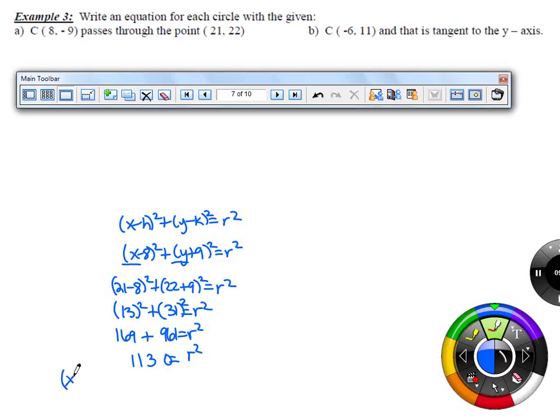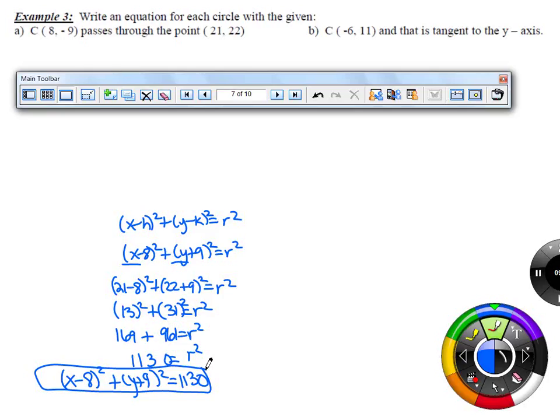I mean, it's not weird. The circle could have a radius that big. We probably wouldn't graph it because we'd have to have a big graph or label it a little bit differently. But notice I don't take the square root of that because in my equation I want the r squared value. So I leave the 1,130.